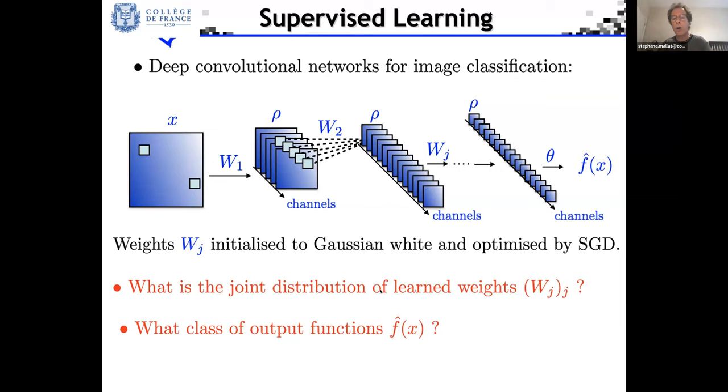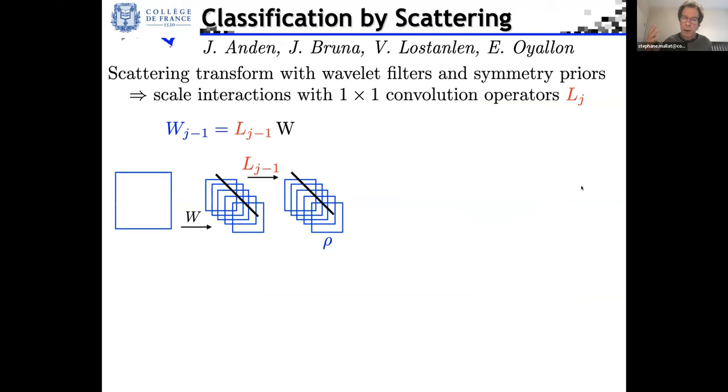Obviously, the other thing that you want to understand is what is the class of function that you are learning, and how come this class is appropriate to solve these difficult classification problems. So the first thing we did a number of years ago was to say, okay, we have this scattering transform that is capturing the interaction across scale. We are going to try to model these scale interaction matrices.